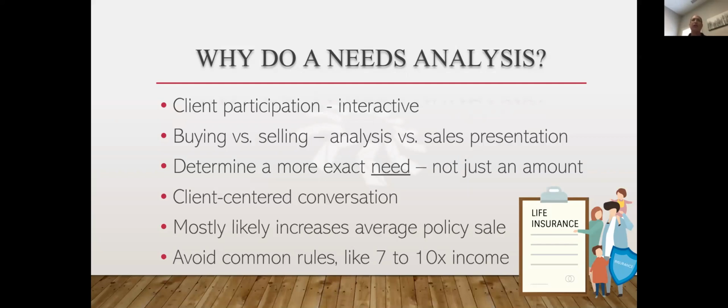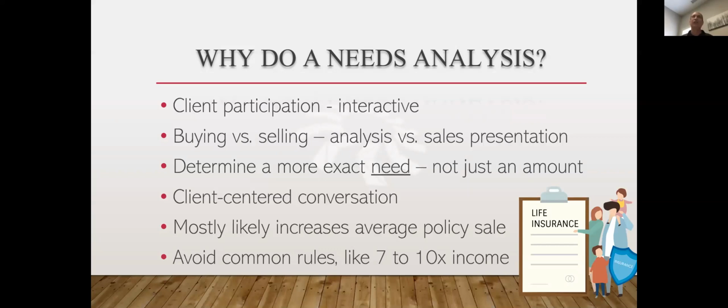And lastly, avoid the common rule. I hear this all the time. What does my client need? Well, they should have 7 to 10 times their annual income. You know what? That's a great starting point, but it's not always the case. Maybe they have two children or 5 children. Maybe they have a $500,000 mortgage. Maybe they rent.